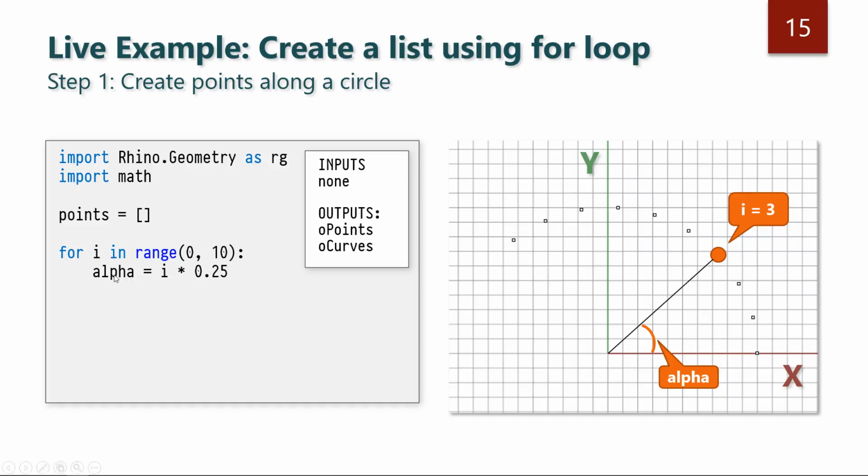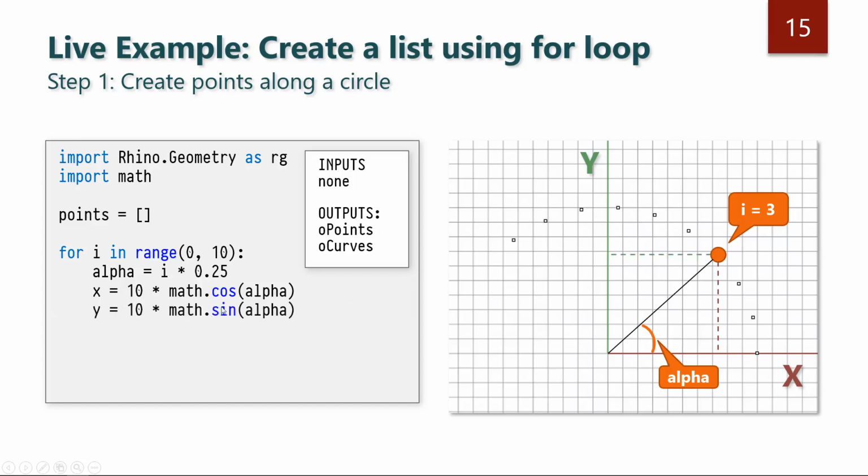So we compute the angle alpha, which is just i times 0.25, and if we know the angle, we can compute the x coordinate and the y coordinate. The x coordinate is going to be the length of this line, which we're going to assume to be 10. In this example, we just assume that the radius of the circle is 10. So 10 times the cosine of this angle. This is just some high school math. We say math.cos. The cos command will take in the radians, which is just a float number, a decimal number, and the command will execute and give us the cos value. And we multiply with the radius.